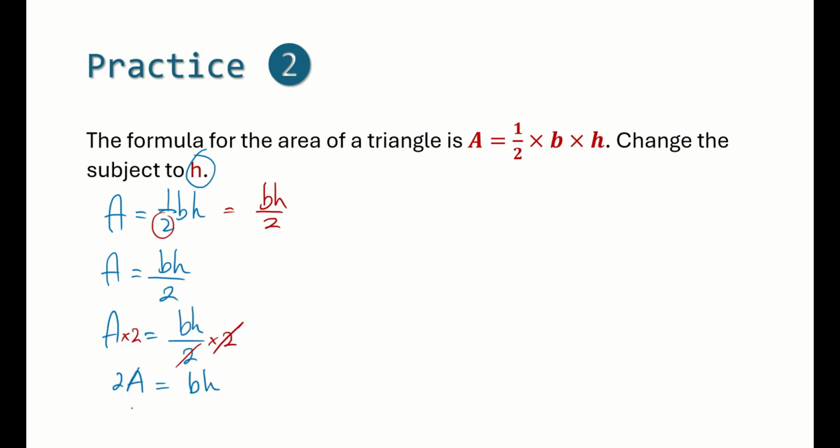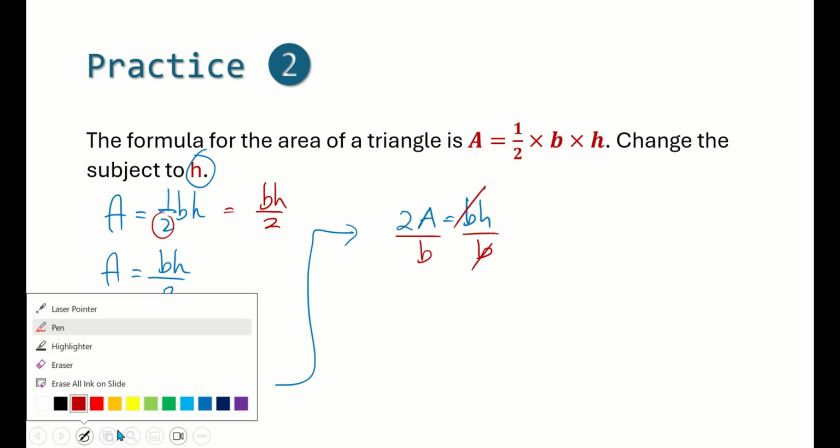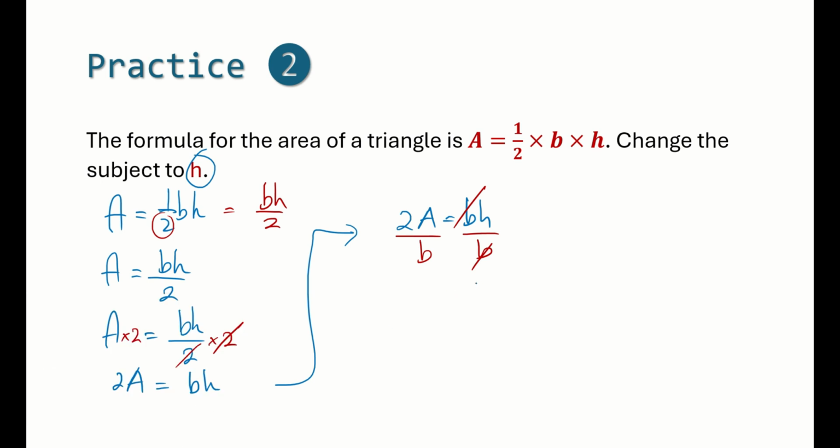Same concept, guys. Let me write it one more time. 2a equals 2bh. We need to cancel both of these by b. So when you cancel on the right side, we have this one. We have h equals 2a over b. I think this is done, right? So h now is the subject.